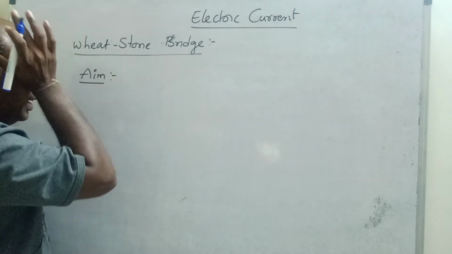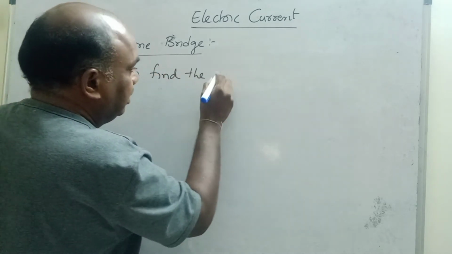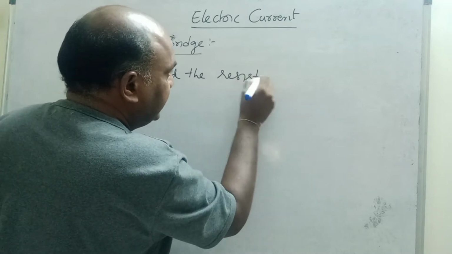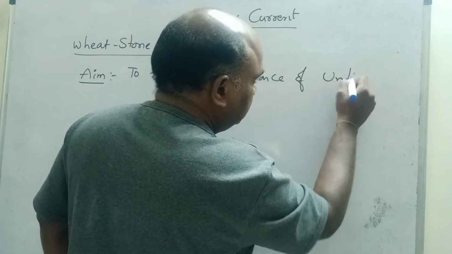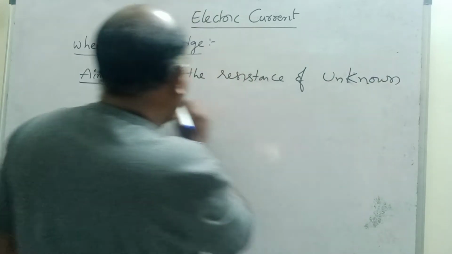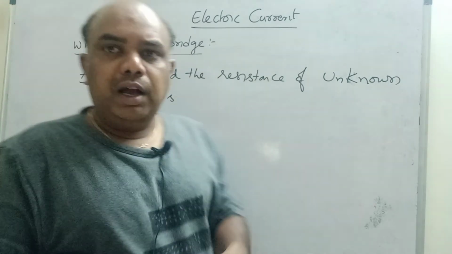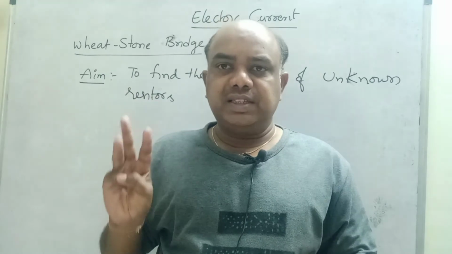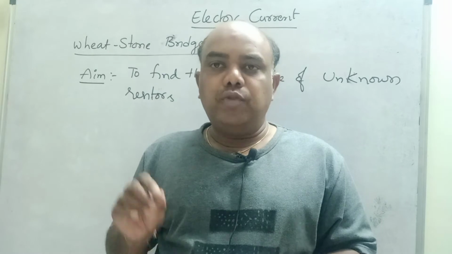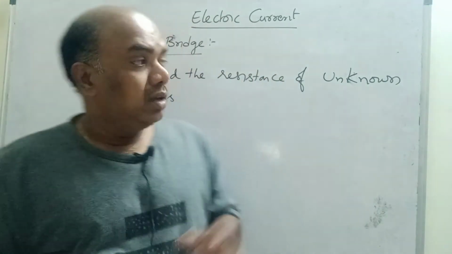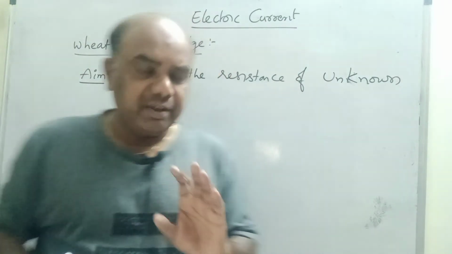The aim of this experiment is to find the resistance of an unknown resistor. I have 4 resistors. I know the resistance of 3 resistors, and the fourth resistor's resistance I don't know. To find the resistance of the unknown resistor, this Wheatstone bridge is useful. How this Wheatstone bridge looks, we will see.